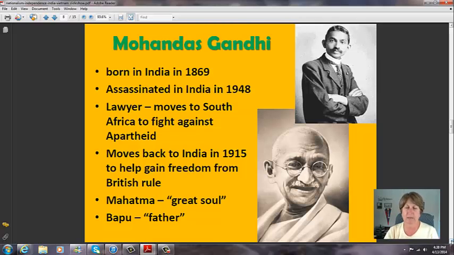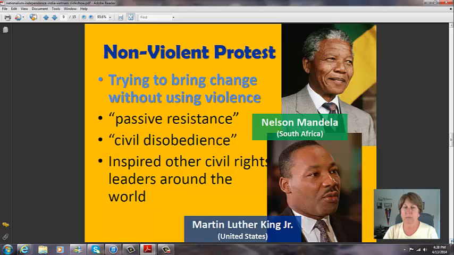He had several different nicknames. One was Mahatma, which means great soul, another Bapu, which means father. Gandhi was very important in this independence movement. He used the tactic of nonviolent protests to try to bring change without using violence. A couple of other terms to describe this nonviolent protest was passive resistance and the term civil disobedience.